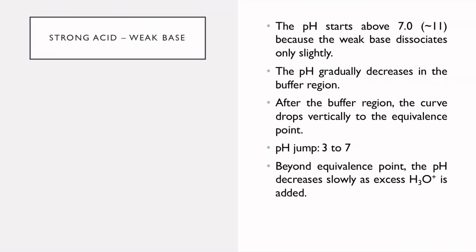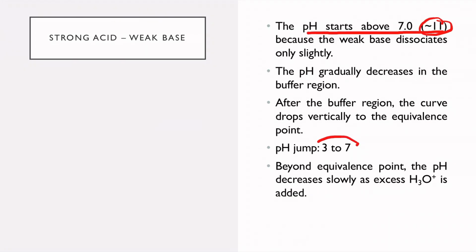So yang ni saya tak ada graph untuk dia punya explanation. So awak boleh agak sendirilah. Yang ni dia terbalik je lah. Awak start with pH starts above 7, so approximately 11. That means that you start with your weak base to your strong acid. Try lah lukis. Dia punya pH jump is still the same.